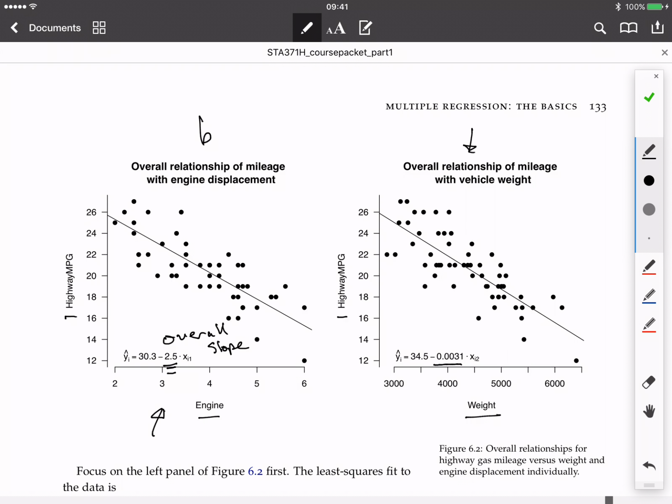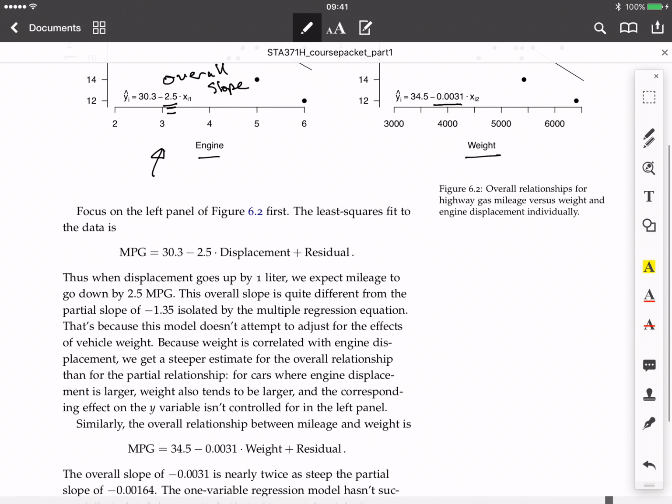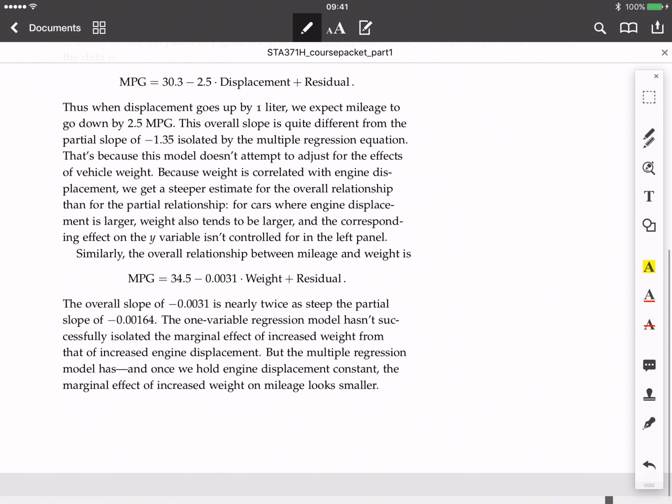So the interpretation here is if you change weight by 1 pound, you reduce highway gas mileage by about 0.0031 miles per gallon. Or said another way, an extra 1,000 pounds of weight is about a 3.1 mile per gallon reduction in gas mileage. That's an overall relationship right there. And if we go fit the multiple regression relationship, we get different answers.